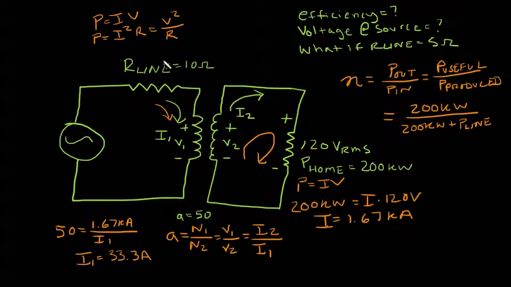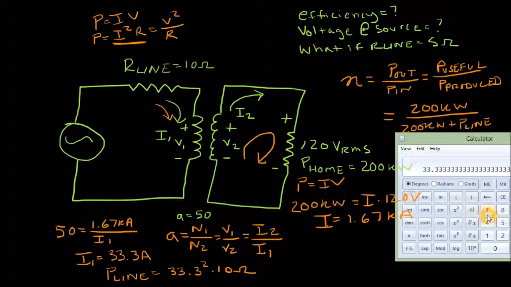That's my I1. Now that I have that current, and I know this resistance, I can use this form of the power law, I squared R, to find my power. So P line equals 33.3 squared times 10 ohms. So we will square this and multiply by 10, and looks like 11.1 kilowatts.